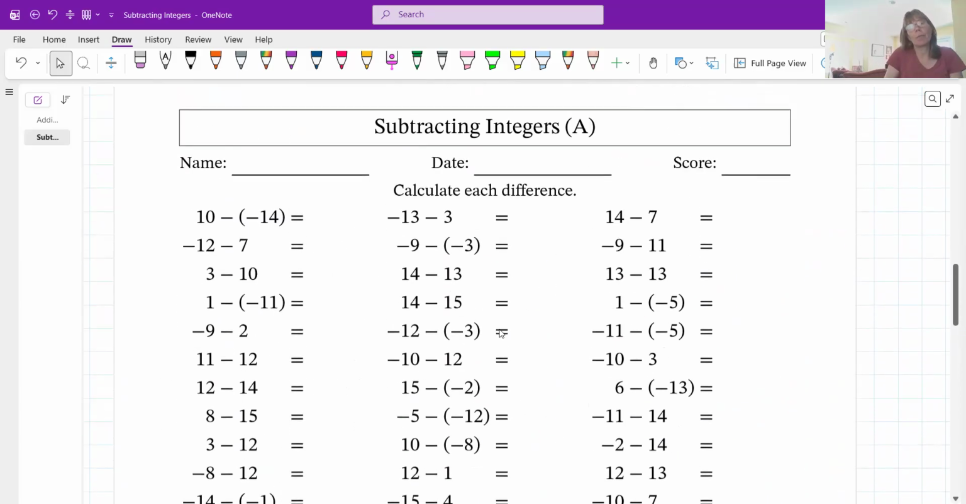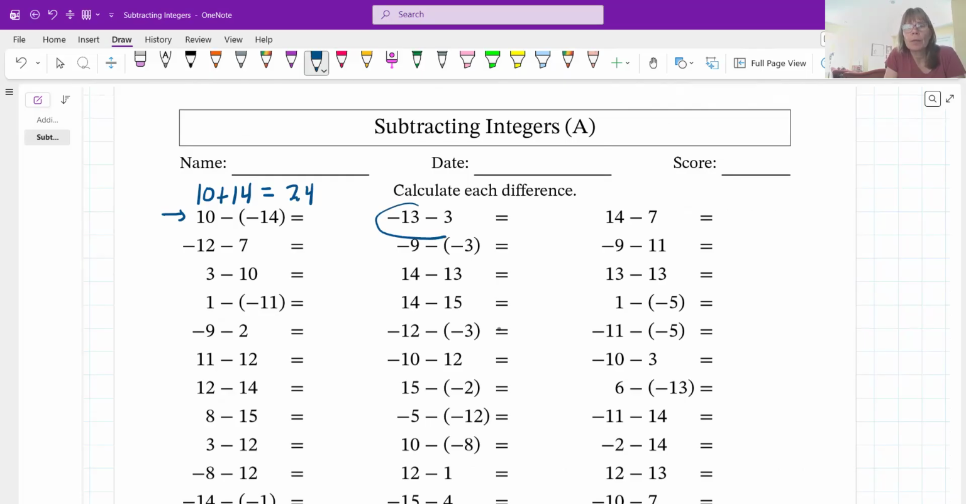So if I look at this problem right here, the first one, here I'm starting with $10, but then I'm subtracting -$14. So when I'm subtracting debt, that means I'm adding money. My net worth is going to go up. So I can rewrite this problem as 10 plus 14. And then that makes it a lot easier to look at. So that would just be $24.